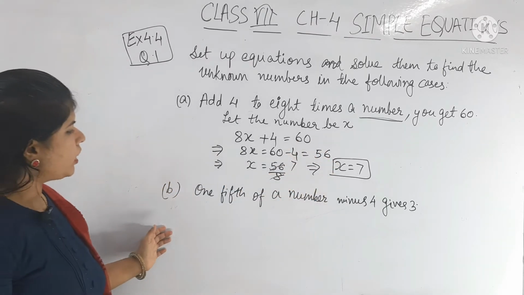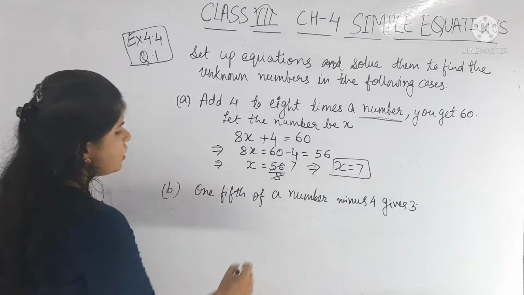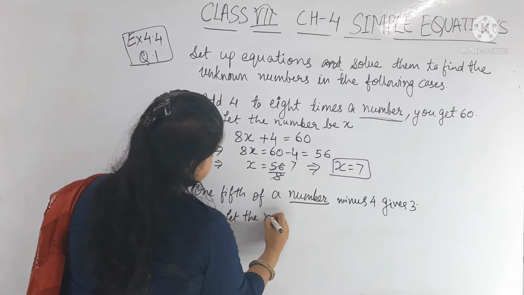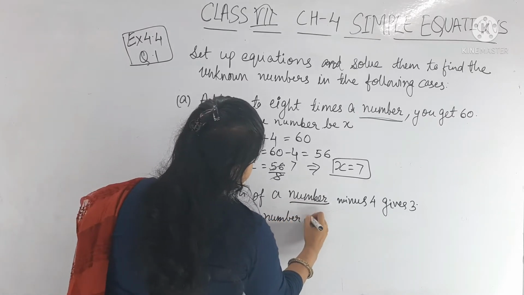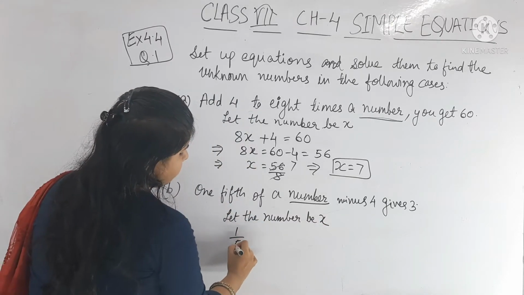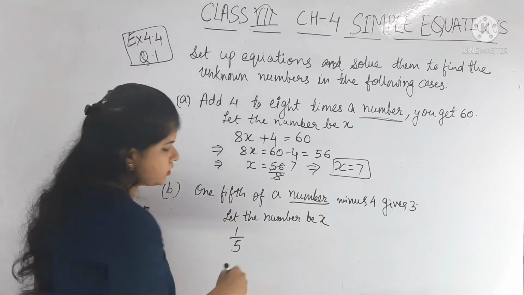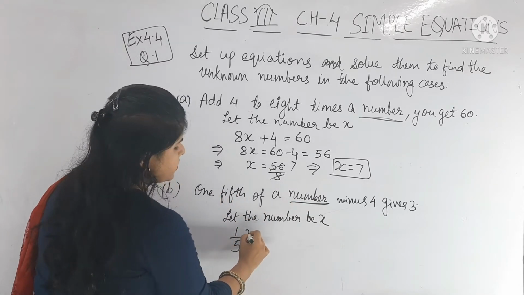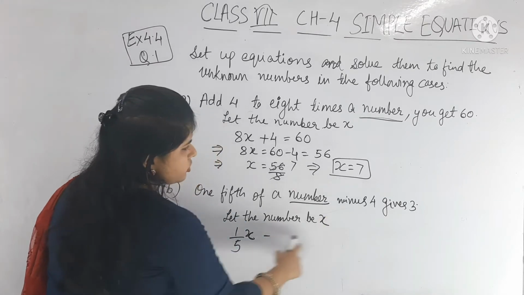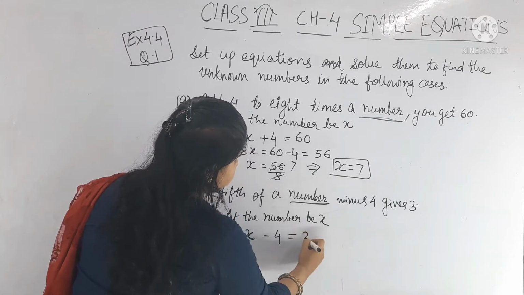Now come to the B part. 1/5 of a number minus 4 gives 3. Here we don't know the number, so let the number be x. 1/5 is 1 by 5 of a number. Of means product, so multiply by x. Minus means subtraction, 4. Gives means equal to 3.